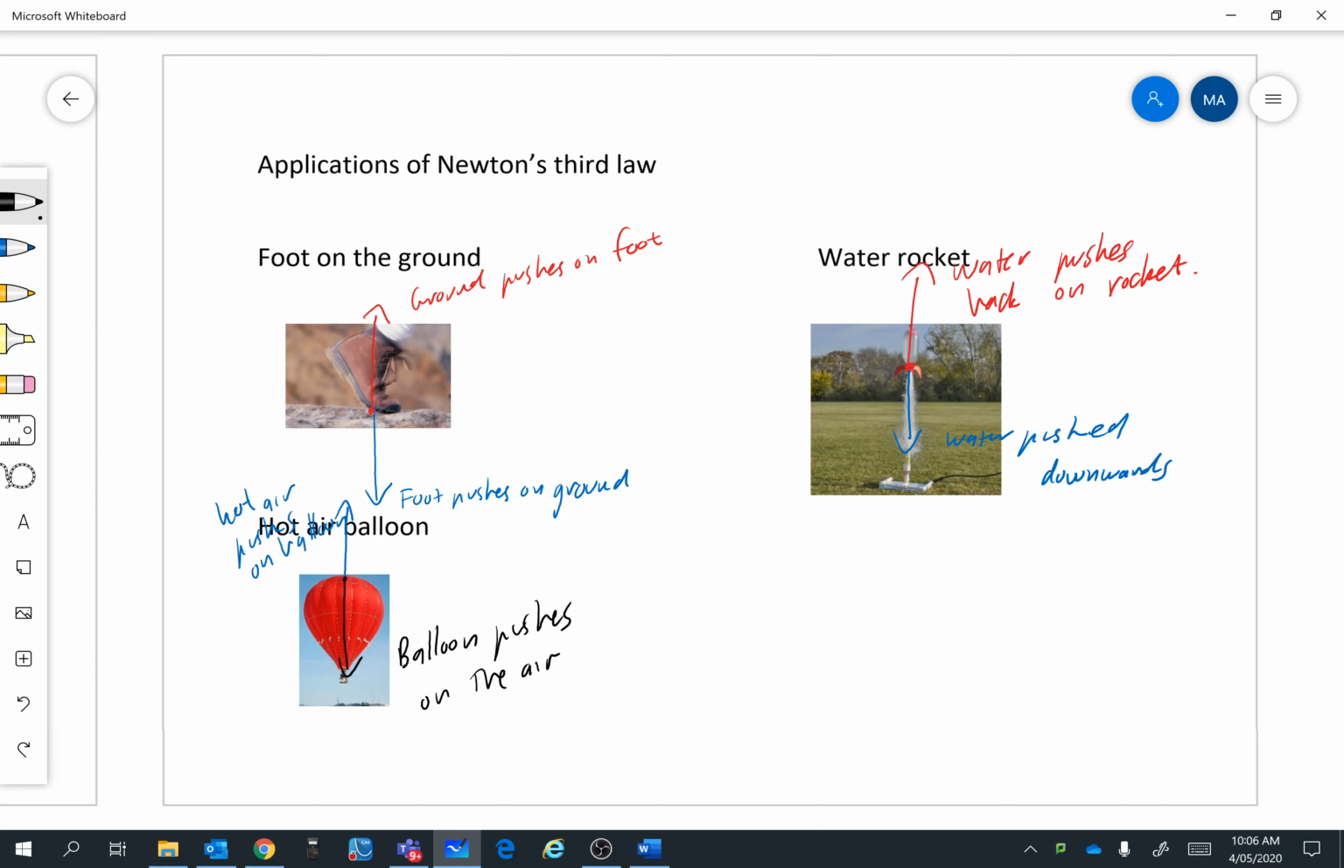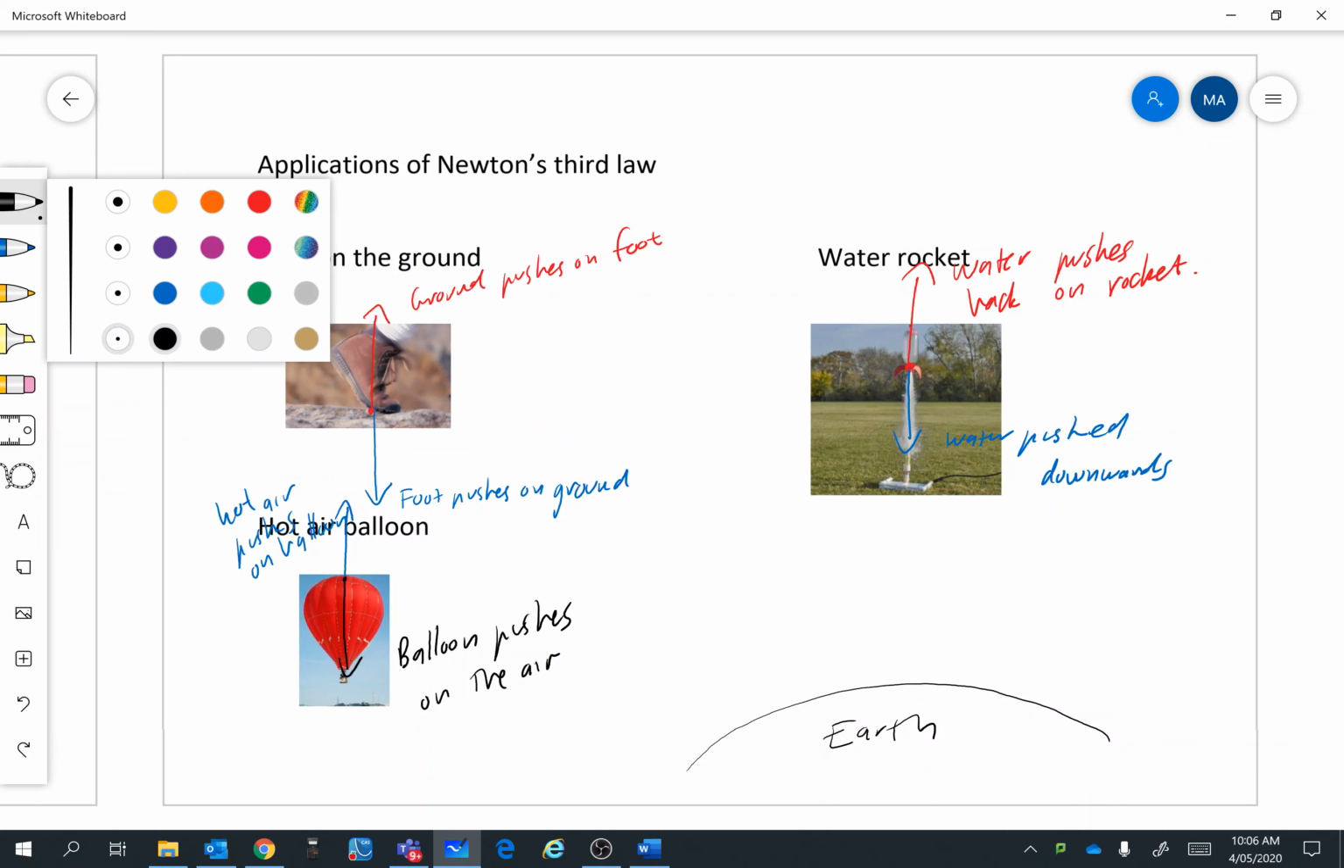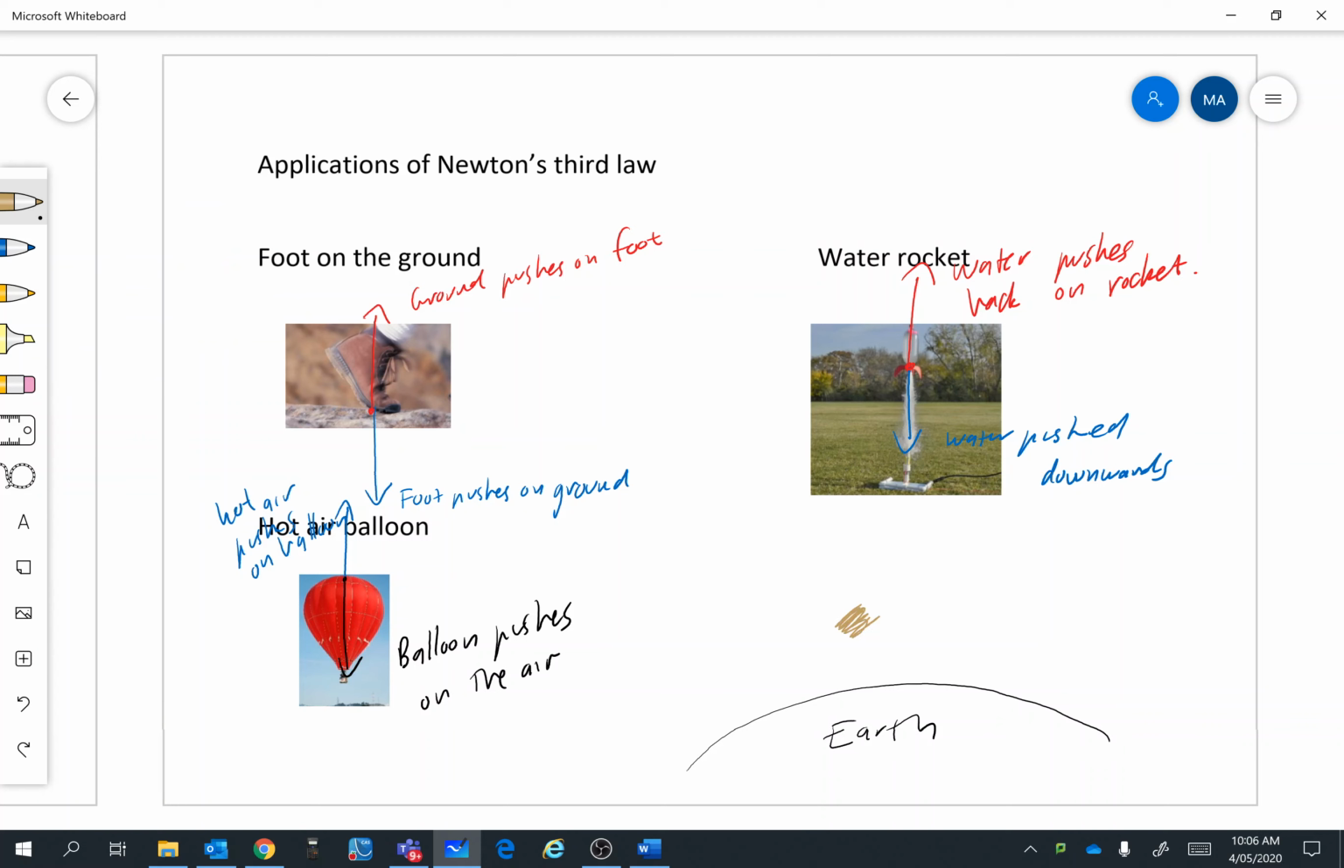Just going to draw a quick little sketch of a little curve here. I'm going to make this as the Earth, right? And just a very simple sketch of the Earth. Now I'm going to get this color because this is a rock. Okay. Now this rock is falling towards Earth. So what is the action force and what is the reaction force for a rock falling towards Earth?